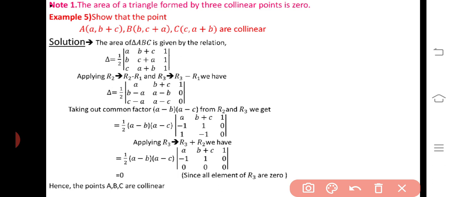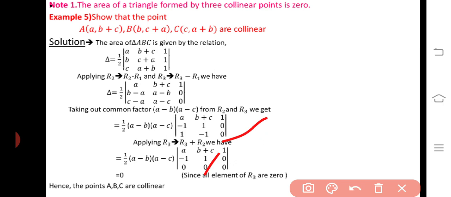We have 1 by 2 into A minus B into A minus C. First row element as it is: A, B plus C, 1, and second row element also as it is: minus 1, 1, 0. Then R3 changes to R3 plus R2: 1 plus 1, 1 minus 1 will get 0, minus 1 plus 1 will get 0, and 0 plus 0 will get 0.